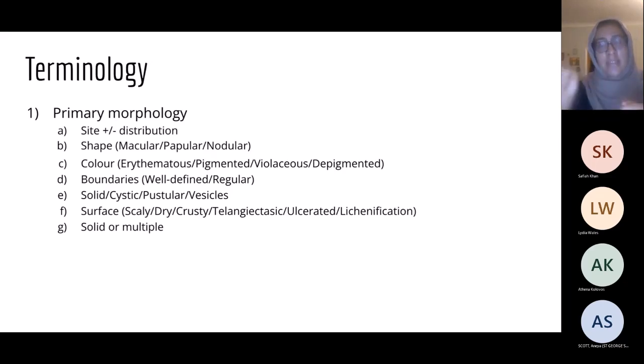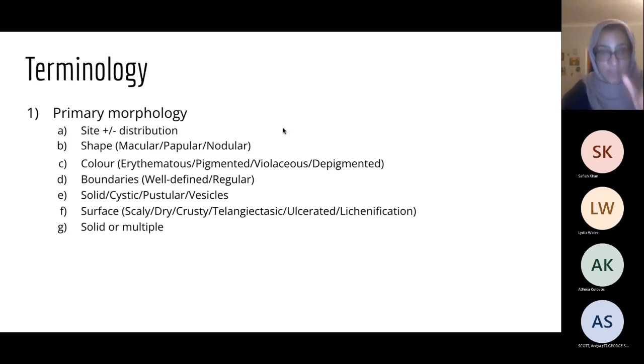On the next slide, I'm going to go through this in a little bit more detail. But essentially what these terms mean: a macule is a flat lesion less than 1 centimeter. A papule is a raised solid lesion less than 1 centimeter. And a nodule is also a raised lesion, but it's more than 1 centimeter in diameter. These nodules or papules tend to be quite firm in their consistency.